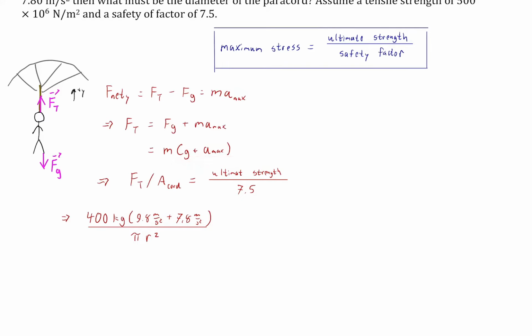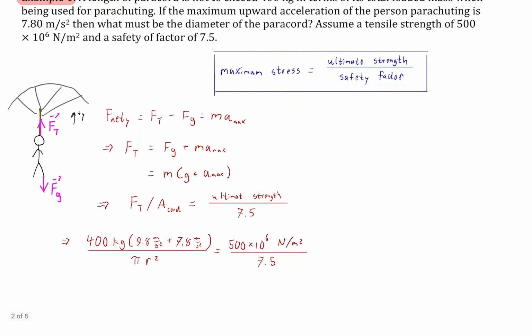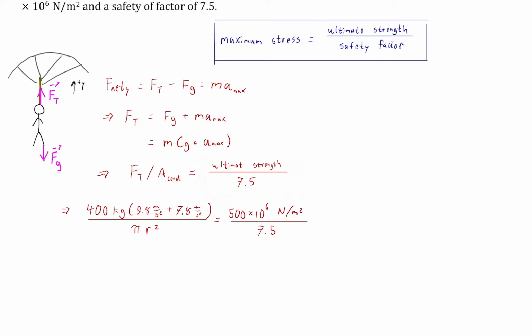It's like when an elevator is slowing down, you're pushed into the ground. When the parachute is slowing the parachuter down, that's when it's under the most stress, okay? All right, and then obviously this is just going to be the formula for the cross-sectional area because we're treating it as a circular cross-sectional area. And then here we have it equal to our ultimate strength divided by the safety factor, okay? Because then that'll allow it to be equal to the maximum stress, okay?